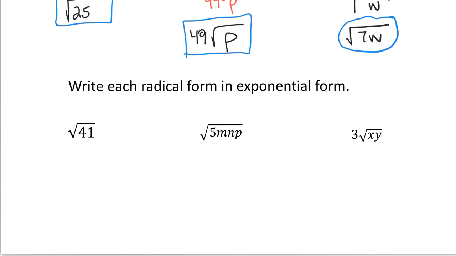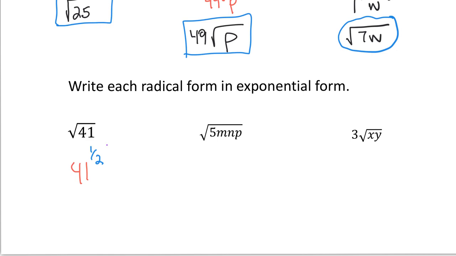So anything that goes inside of the radical, so you are going to take the number inside of the radical, which is the radicand, that's the name of the number. So I do have a 41 here, and I'm going to use an exponent of 1/2. So the square root of 41 is the same thing as 41 to the 1/2 power. And that's what we want.